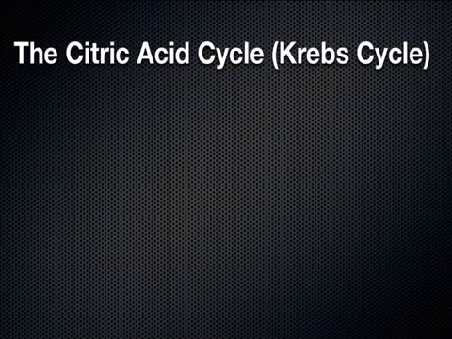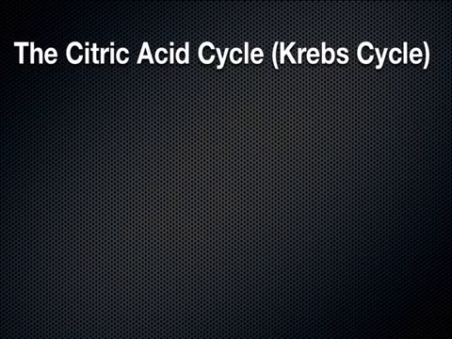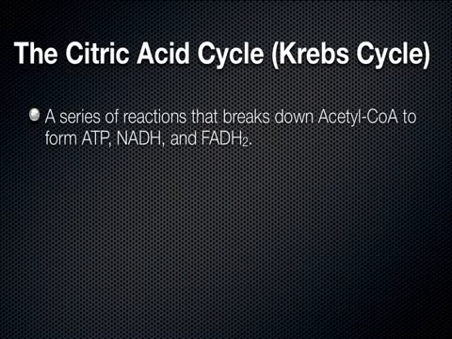Citric acid cycle. Okay, we've gone through the intermediate stage. We've combined with coenzyme A to form acetyl-CoA, and now we're going to the citric acid cycle. The citric acid cycle is a series of reactions that break down the acetyl-CoA to form these things: ATP, NADH, and FADH2.